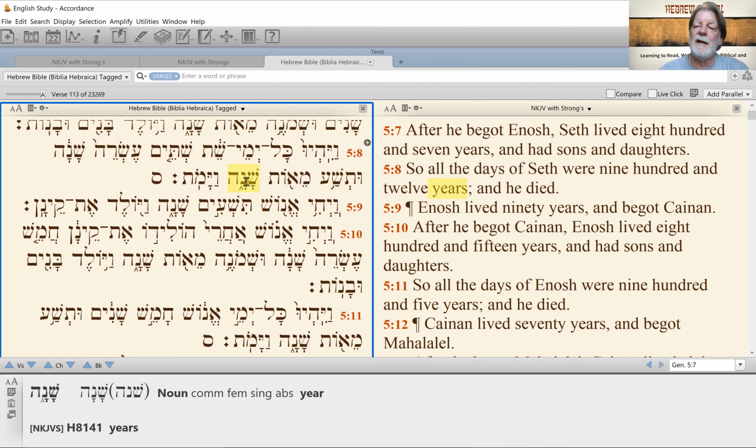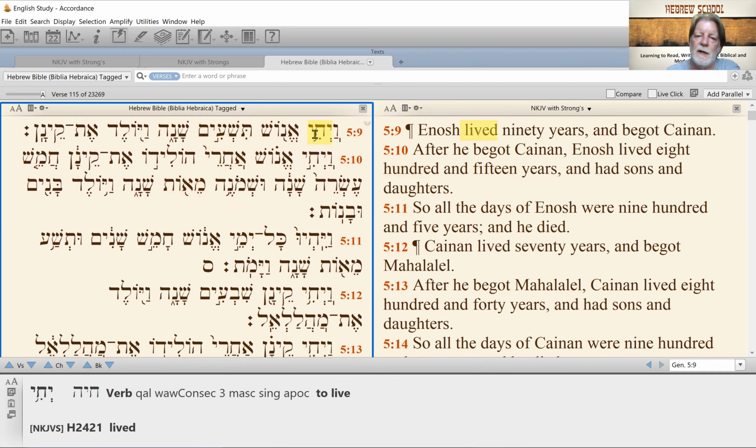So he lived 912 years, Vayamot. He died, and he died. So, and again, this is a Vav consecutive, so even though Yamot appears to be imperfect, the sense is perfect. I think you get the idea, so we probably don't have to keep saying that. Seth didn't live quite as long as his dad.